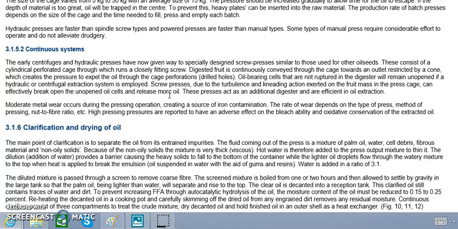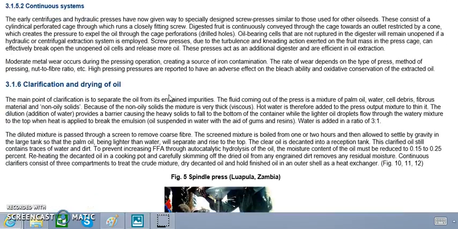Then going on to the continuous system, just read the continuous system. I don't want to read it for you, so you can read.